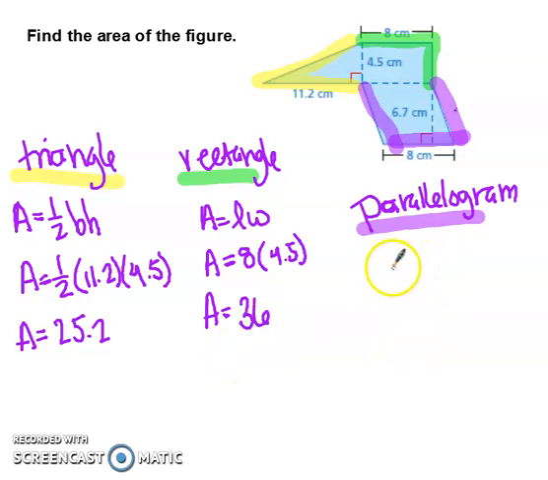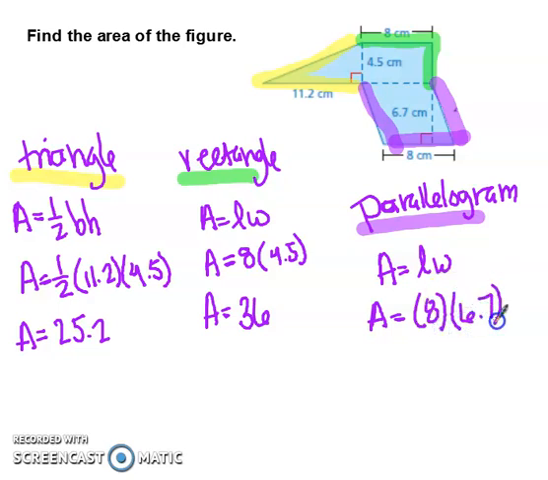The area formula for a parallelogram is also length times width. So area is length times width, as long as the length and width intersect at a 90-degree angle. So I'm going to substitute length and width. And I'm going to use my calculator to multiply.